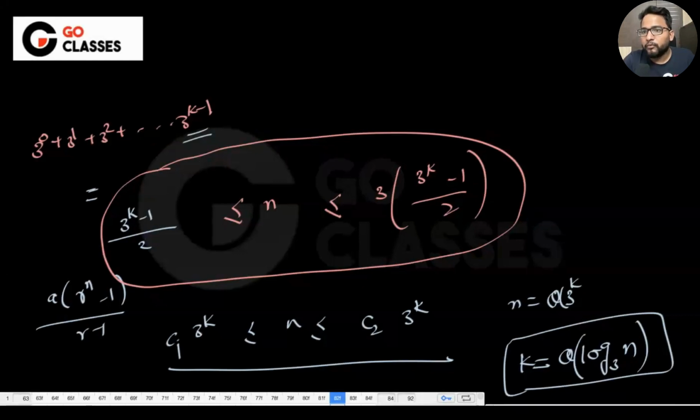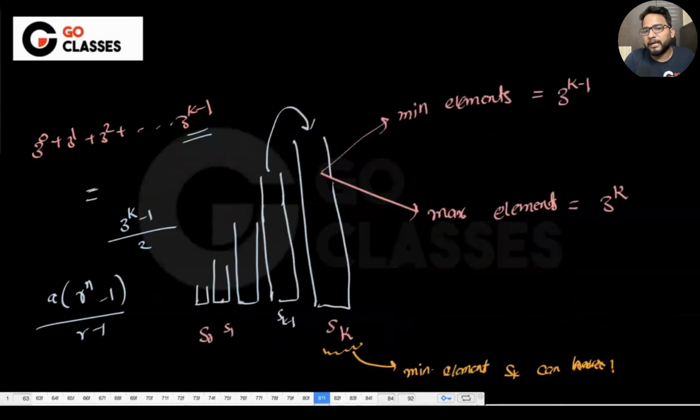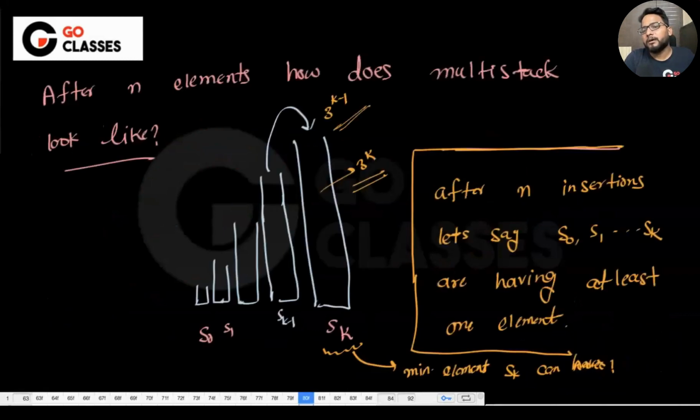What is your question? We have minimum elements in k stacks. No, I'm not assuming any minimum or maximum. Let's just go step by step. Very simple. Let's suppose after n insertions, some k stacks are filled. Some k stacks are having at least one element. This is my one statement that I made.